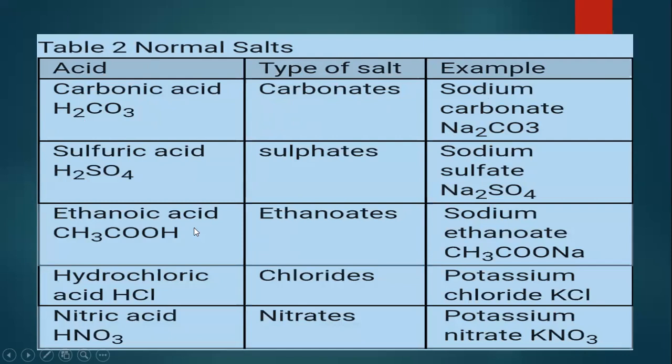Next is ethanoic acid, which gives you a salt type called ethanoates, and an example is sodium ethanoate. This hydrogen is replaceable. This hydrogen is replaced by sodium and gives you sodium ethanoate. These hydrogens are part of the formula and they are not replaceable.